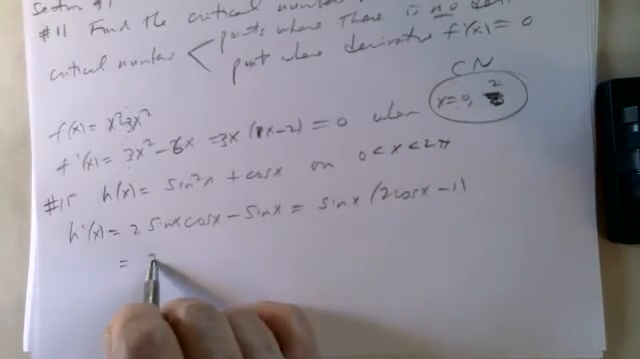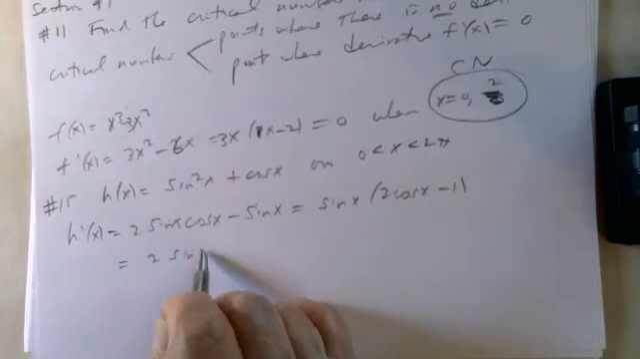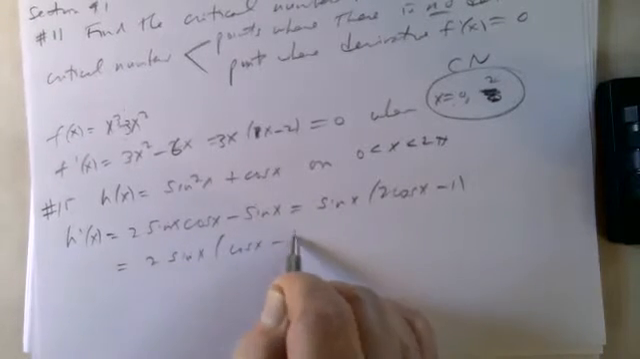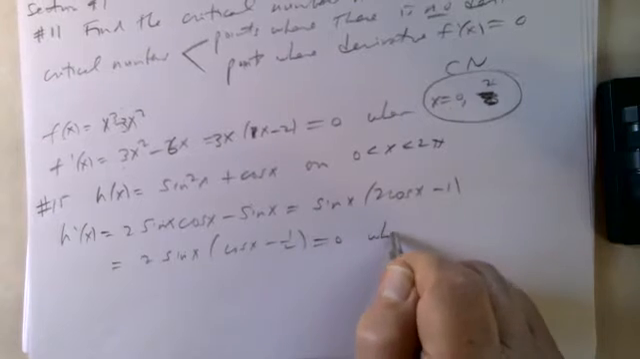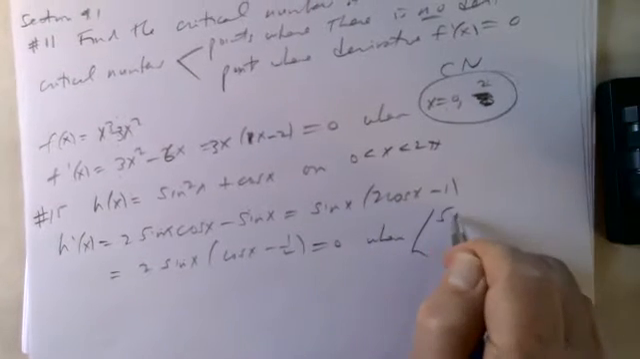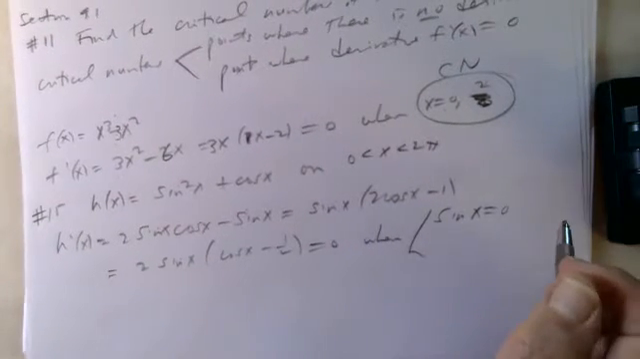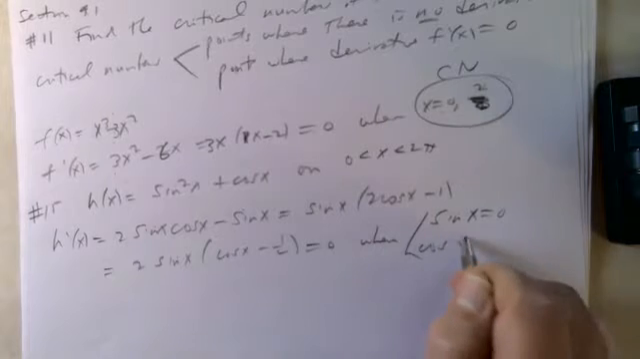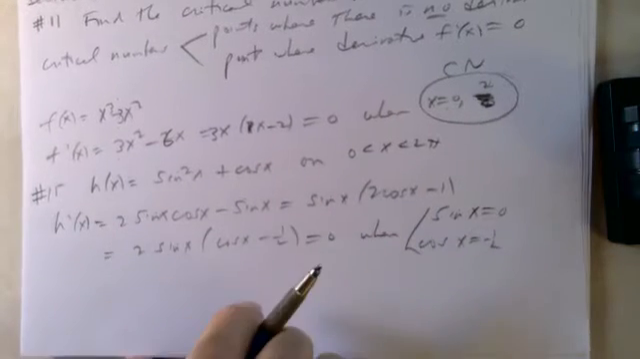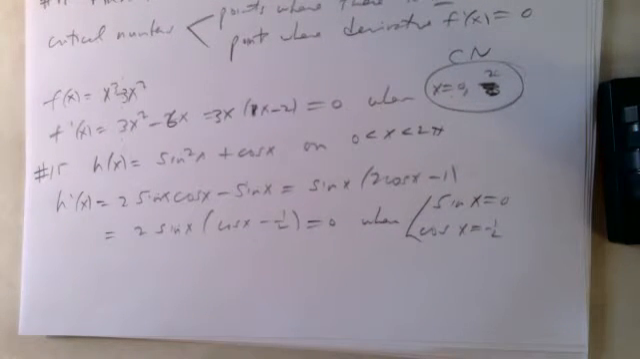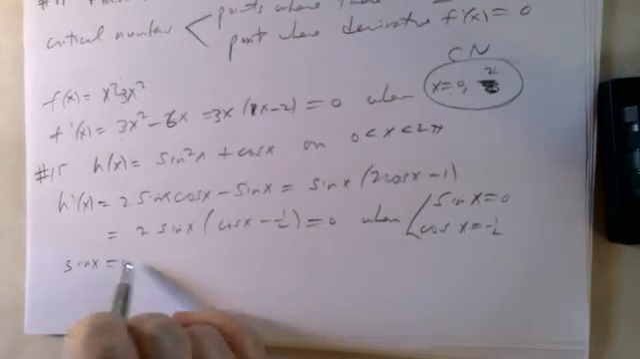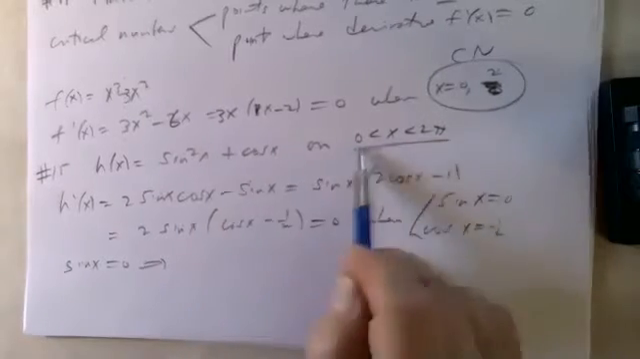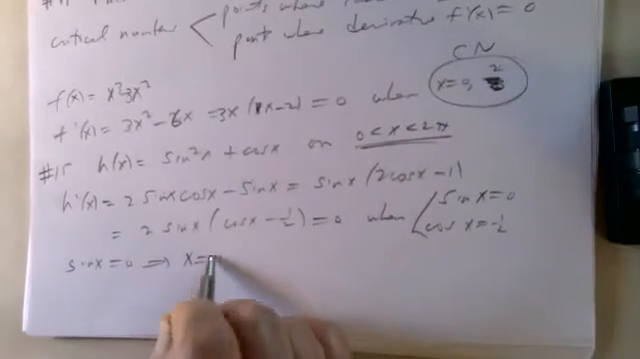Or I could, if I wanted, factor out 2 sine x, and then this is cosine x minus a half. In any case, this is equal to 0 when either sine x equals 0 or cosine x equals a half. And sine x equals 0 when x is a multiple of pi. So sine x equals 0 for x in this interval means x is equal to pi.